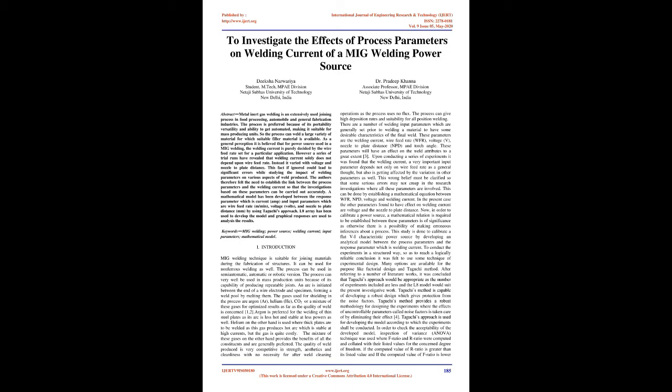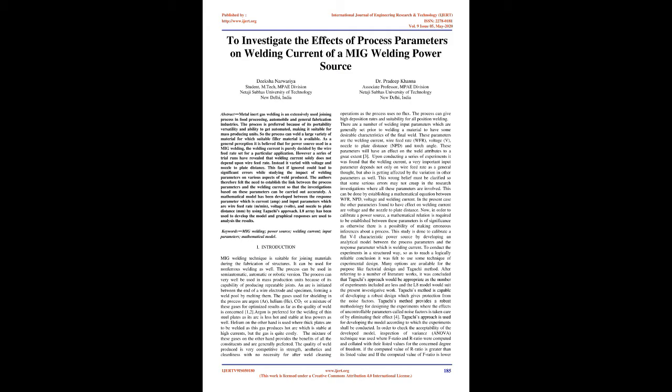To investigate the effects of process parameters on welding current of a MIG welding power source. Abstract: Metal inert gas welding is an extensively used joining process in food processing, automobile and general fabrication industries. The process is preferred because of its portability, versatility and ability to get automated, making it suitable for mass-producing units. So the process can weld a large variety of material for which suitable filler material is available.